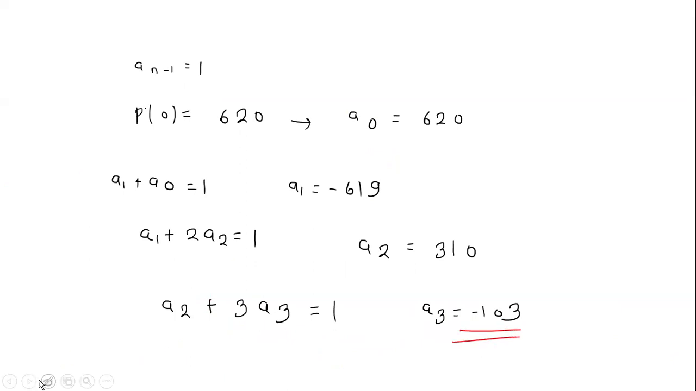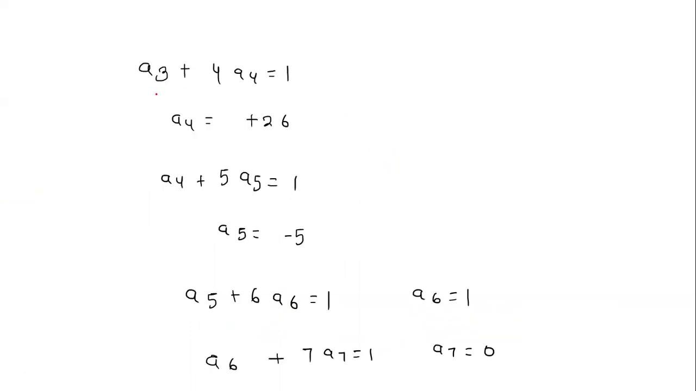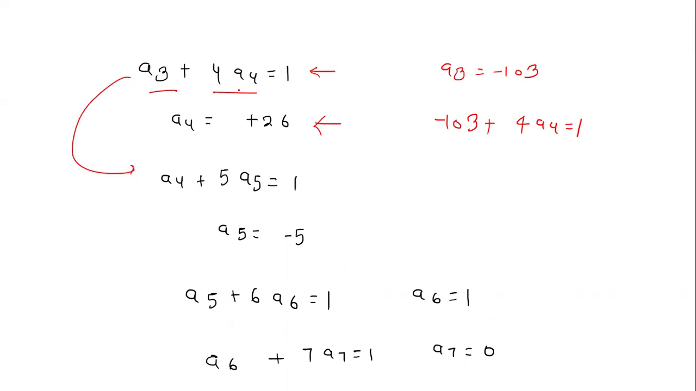Now we know the a3 value, so the next equation is a3 plus 4 times a4 is equal to 1. You know the a3 value, it is minus 1/03, so you can replace that value here. You will get the a4 value. Next you increment this by 1. Here you have 4 times a4, so it will become 5 times a5. And in the right hand side all coefficients are 1, so we can make this equal to 1. So now you know the a4 value, you can make a new equation and get the value of a5, which is minus 5.